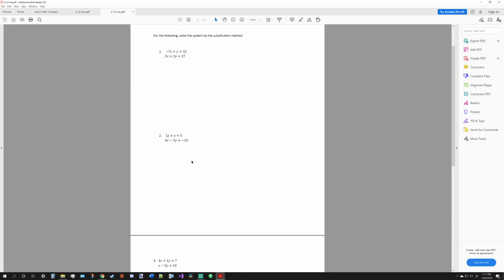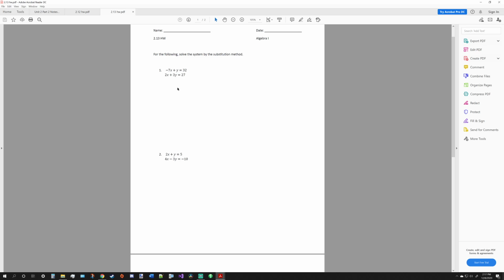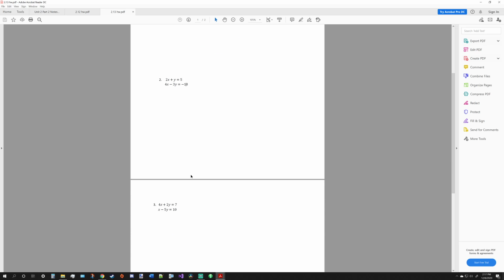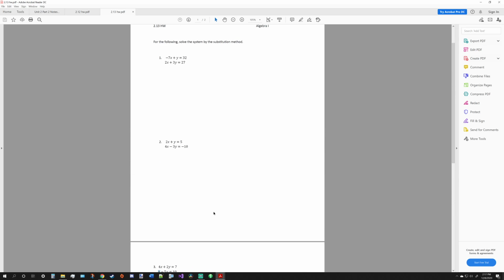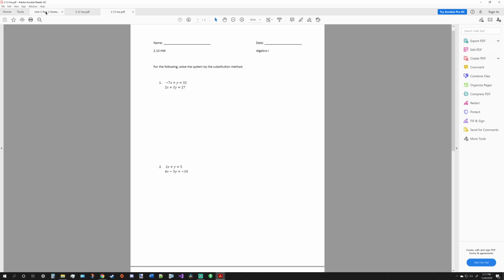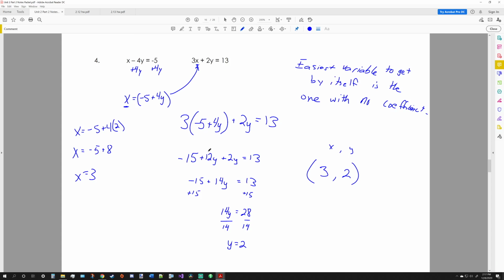It's solving these systems of equations. It's got all the steps to it, right? So like here, you're going to want to get that y by itself first, and then use substitution, right? Identifying the easy one to get by itself is the one without a coefficient, right? So on number 3, I would want to get x by itself, and so on. So you guys got those 3 problems to do after these notes.